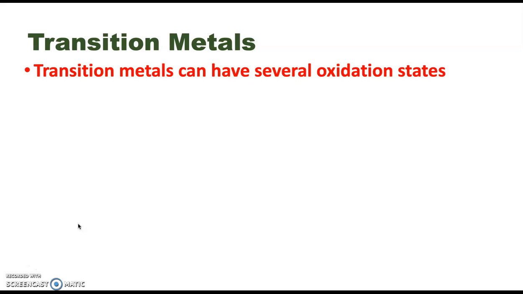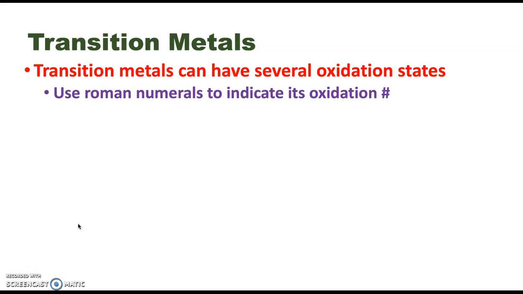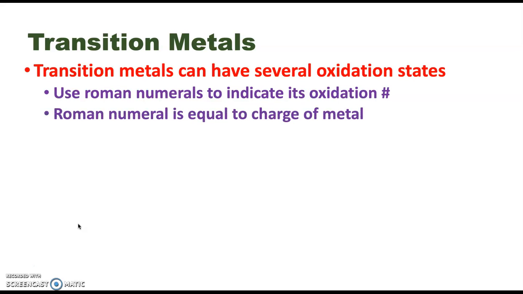So the reason you need Roman numerals is because some of the elements can have several oxidation states, and there's nothing in the name that indicates which oxidation state you're working with. So it's important to add Roman numerals to make sure that you give someone all the information they need to write out the ionic formula, which ionic compound you're working with. So the Roman numerals tell you what the oxidation number of the metal is.